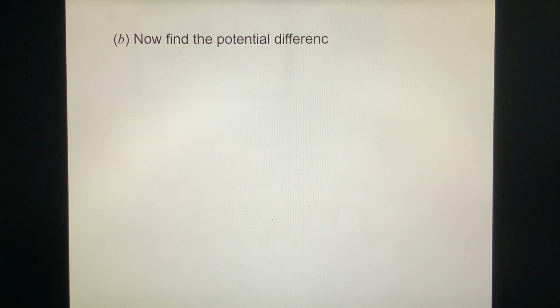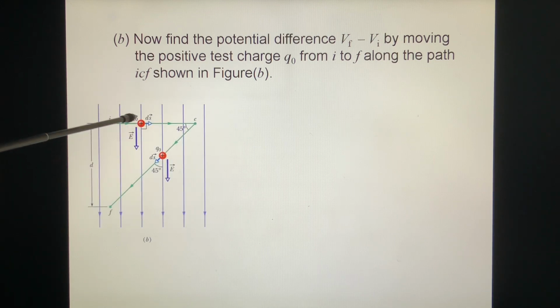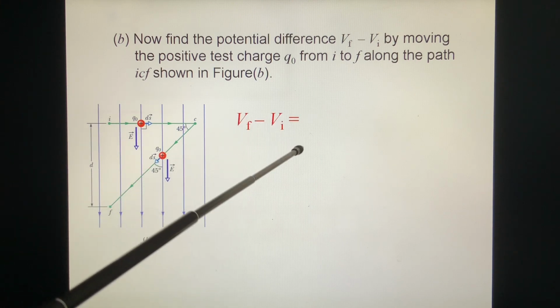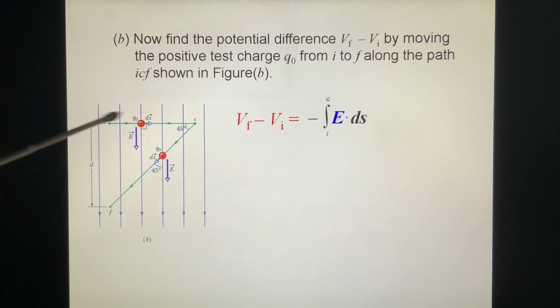Question B. Now find the potential difference V final minus V initial by moving the positive test charge Q0 from i to f along the path i c f shown in the figure. Instead, we go from here to here. It should be the same because the electric force is a conservative force, and the work done should not depend on the path. Then we prove it. The integral we can divide into two parts: first i to c, and then c to final.